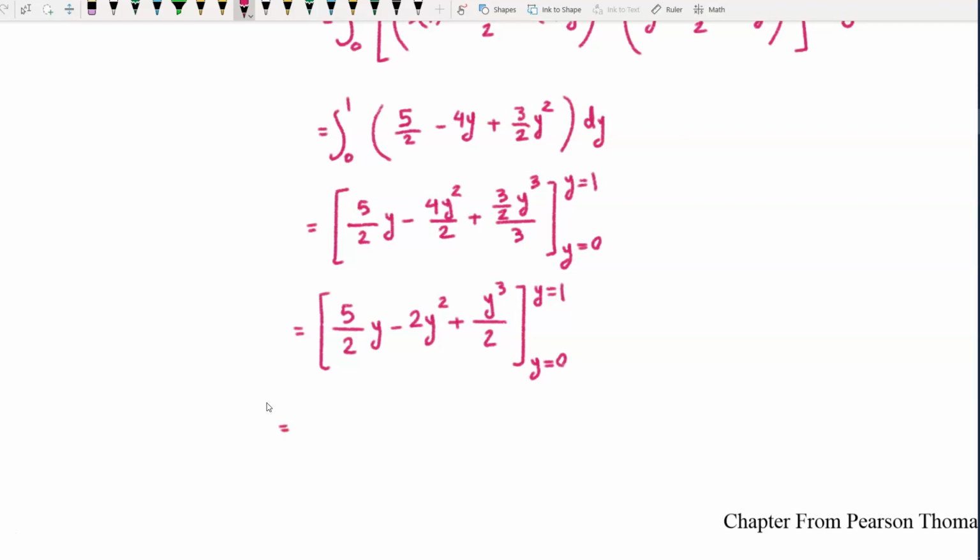So this is equal to 5 over 2 times 1 minus 2 times 1 squared plus 1 cubed over 2. So I'm not going to write y equal to 0, because that part is 0. Here, simplify. This is equal to 5 over 2 minus 2 plus 1 over 2. So 5 over 2 plus 1 over 2, that is 6 over 2. And that is equal to 3. And then 3 minus 2, this is equal to 1.